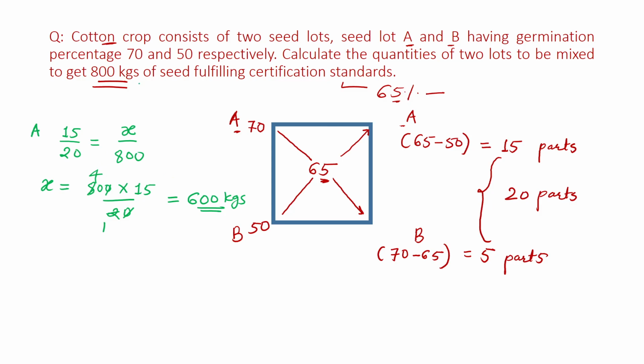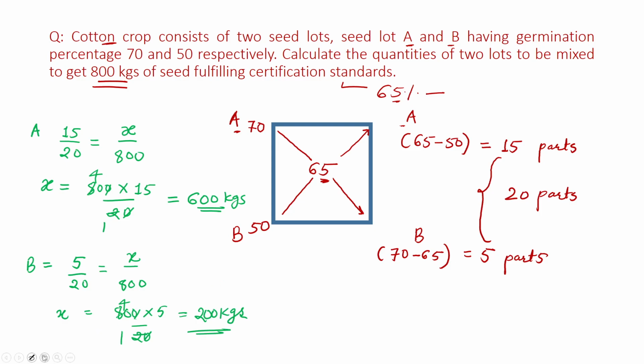Now for part B, out of 800, if A is 600, it is 200, but still just for the proof we will calculate that also. So what will be the value of B? 5 parts out of 20. So how many parts out of 800? Again x will be 800 into 5 divided by 20. It comes to 40 into 5, that is 200 kgs.